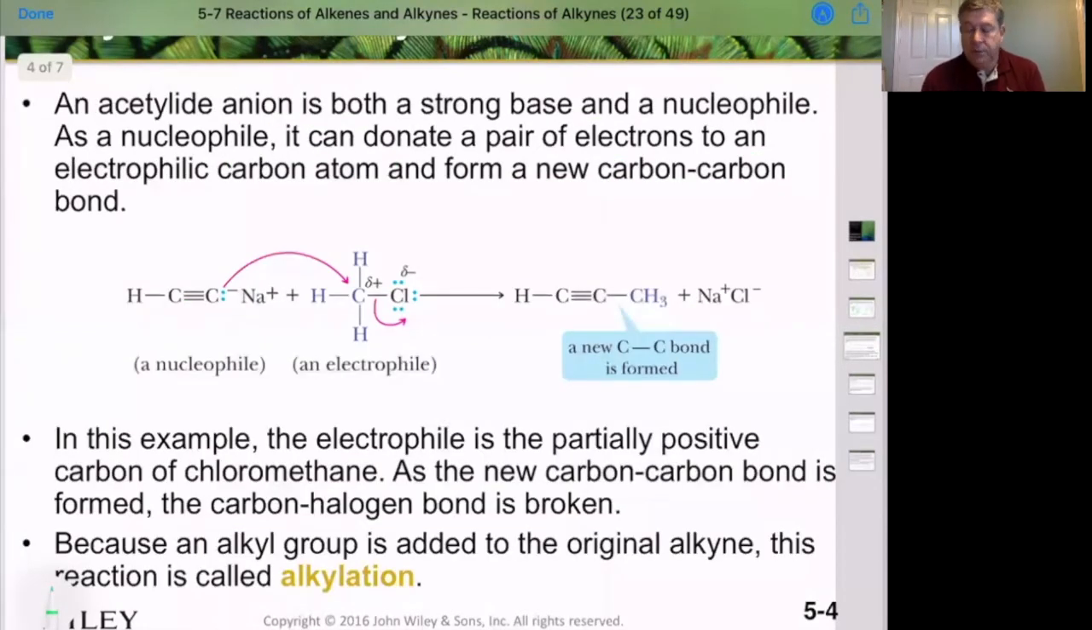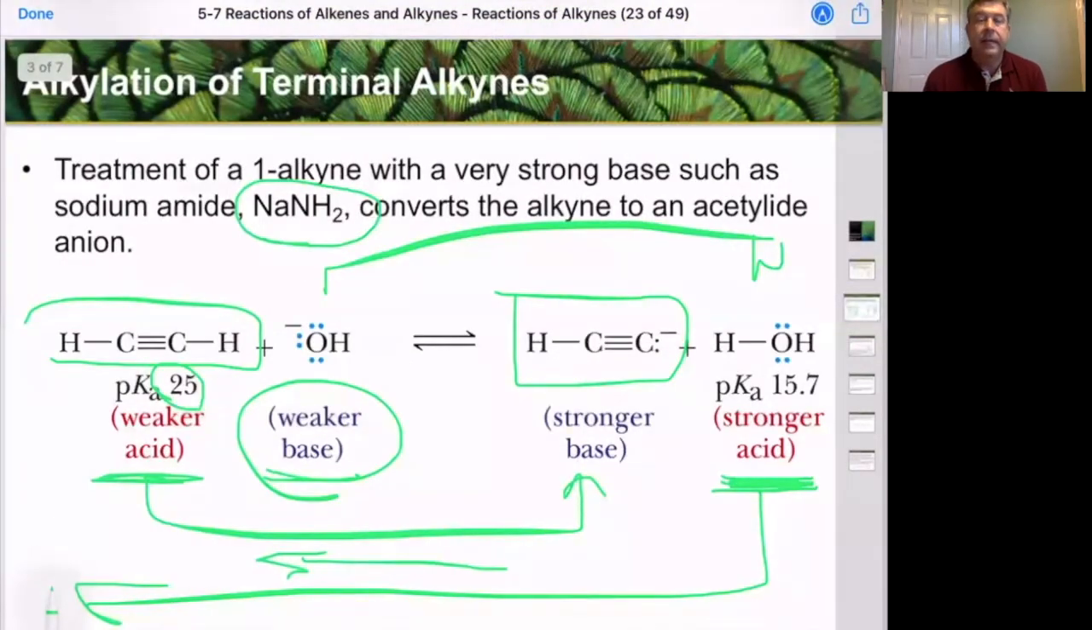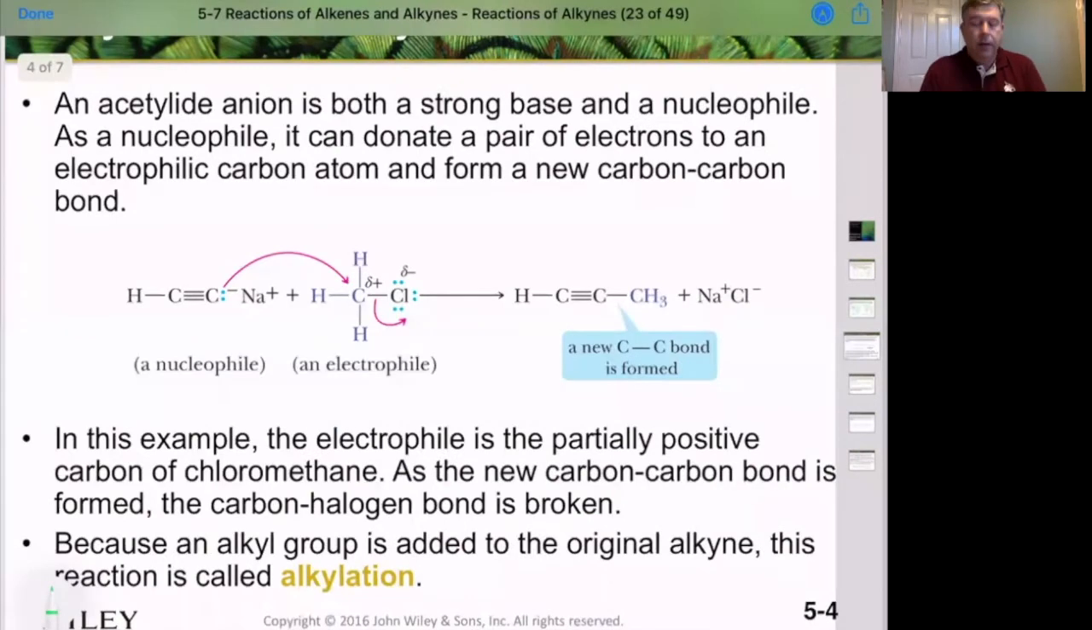Most of the time we will see these done in the absence of water, using sodium amide as our base to make this acetylide ion. Now that we have this acetylide ion, and we know we don't form it in water but use sodium amide, let's do some reactions with it.